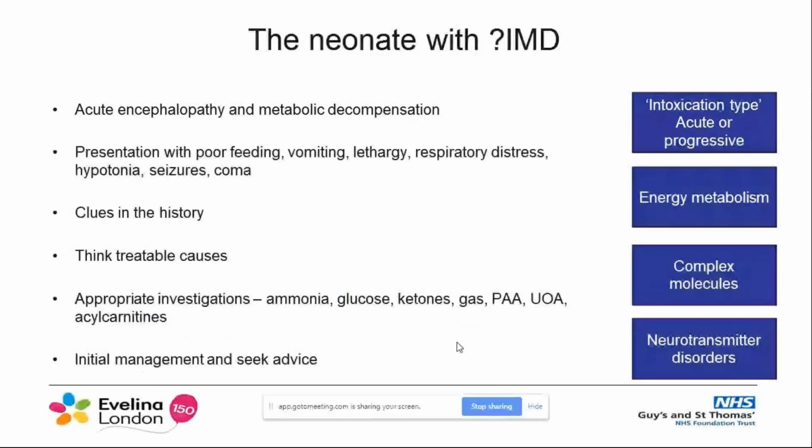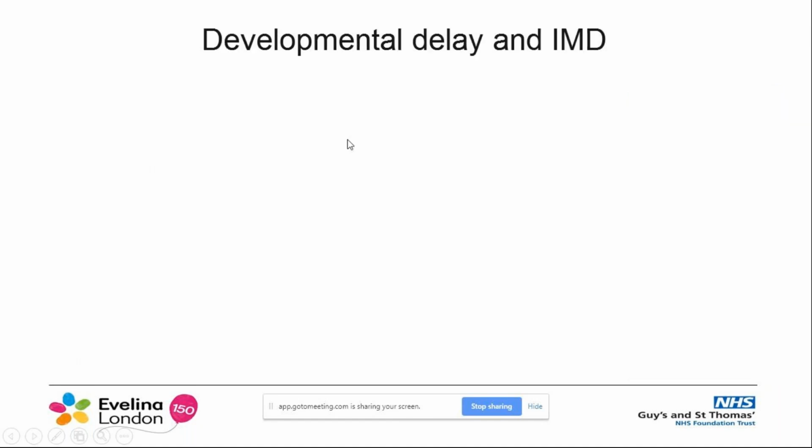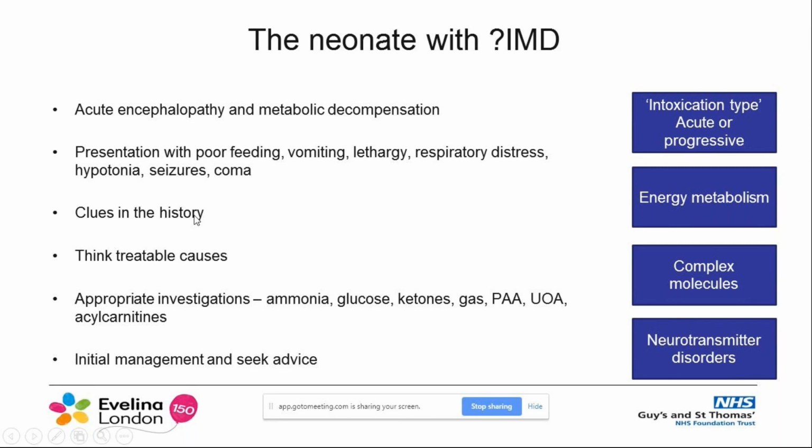So just a little bit of a scenario, not an actual clinical case, but just what would you do with a neonate that has a possible IMD, or what are the features of a neonate with a possible IMD. They can have an acute encephalopathy and acute decompensation, and again, think about your 4 areas or classification of IMDs. They tend to present with poor feeding, vomiting, lethargy, and respiratory distress sometimes if they're hyperammonemic. And there may be clues in the history, as we talked about earlier. Think about treatable causes first in the acute situation.